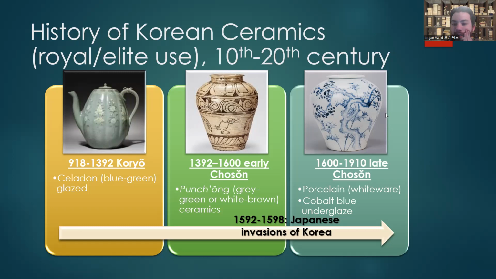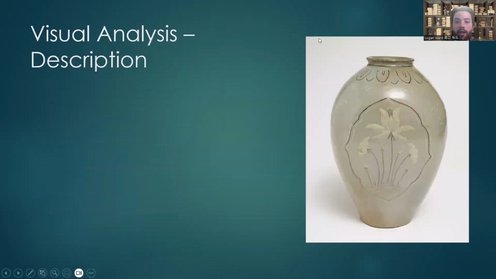And within these different categories, there's a diversity of ceramics as well. But what we're going to focus on is the Celadon here, right? So when we describe a Celadon ceramic vessel, there's a couple of things that we need to focus on. What are some of them?